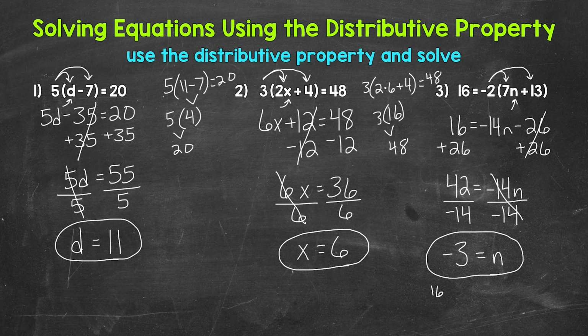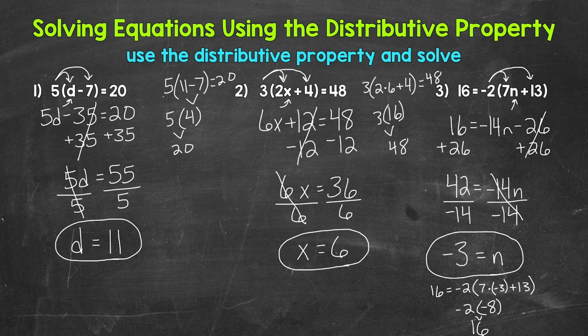So let's go to the bottom here. We have 16 equals -2, and then in parentheses, 7 times -3 plus 13. So in parentheses, 7 times -3 is -21 plus 13 gives us -8. So we have -8 and bring down that -2. So -2 times -8, a negative times a negative is a positive. So this does equal 16, and we are correct.